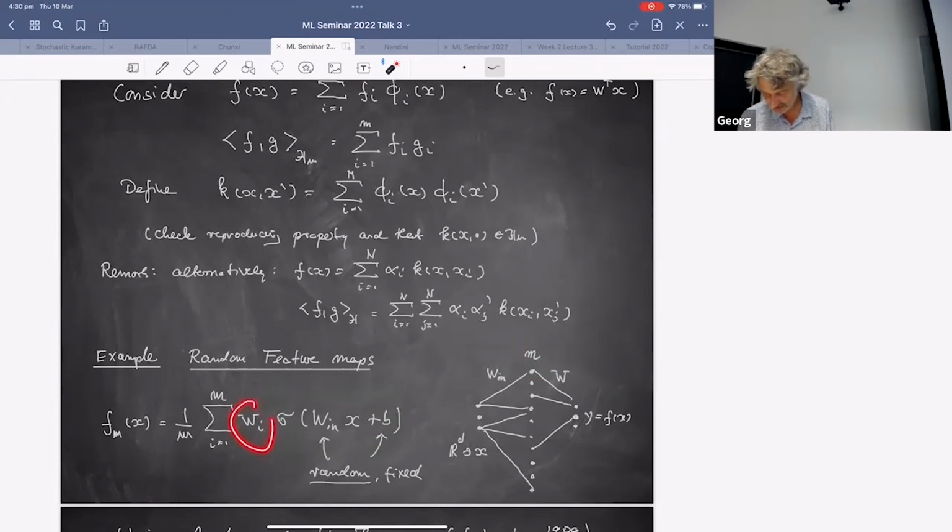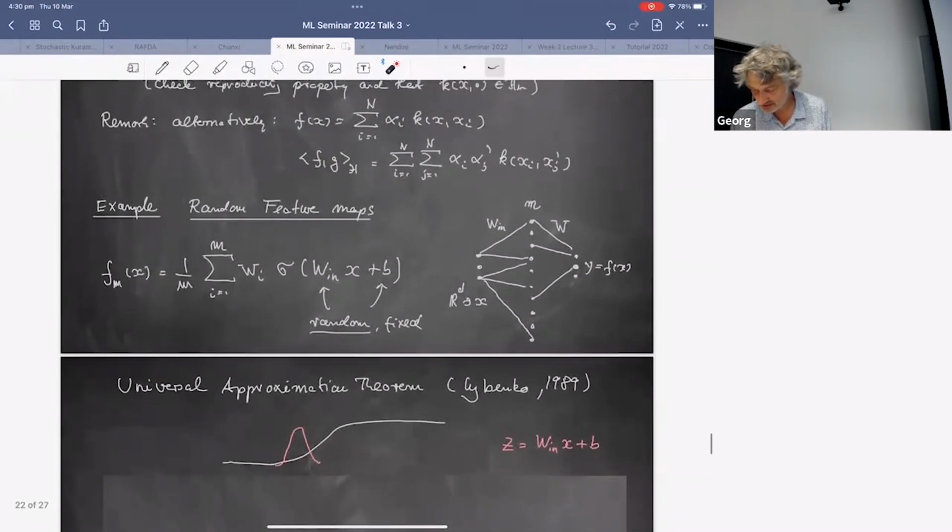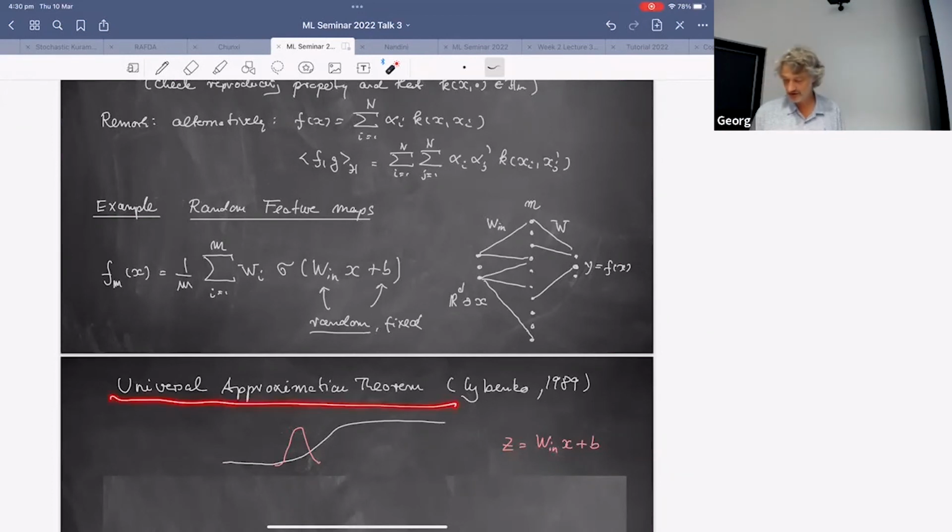And then I transform back into whatever dimension my y is, okay? So sigma is some thresholding function. The one that I'm going to use here, and the one that's mostly used for this random feature map, is a tanh. It's something that's again evaluated component-wise. For these random feature maps, you have again a universal approximation theorem.